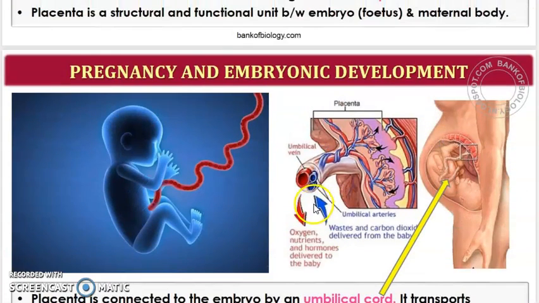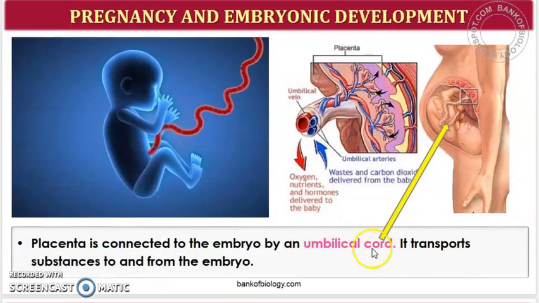It is done with the help of the umbilical cord. So placenta is connected to the embryo by an umbilical cord. You can see it here. So this is the umbilical cord which is connected to the abdomen of the fetus.